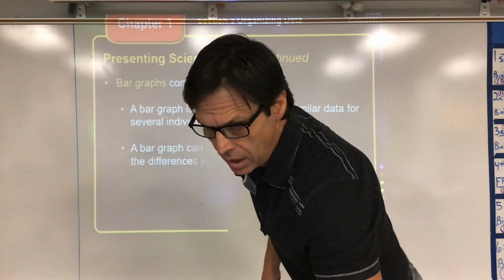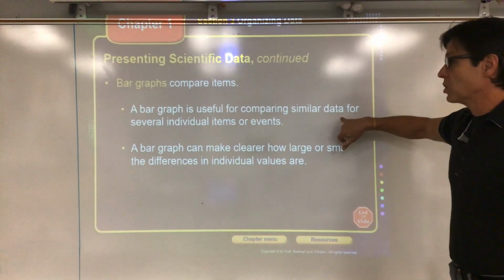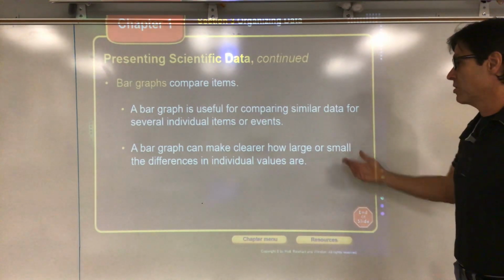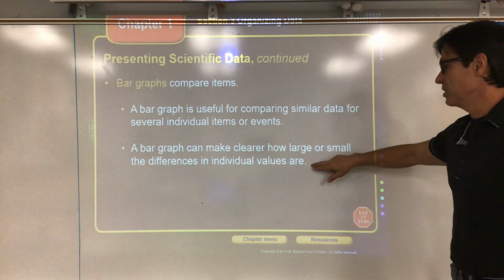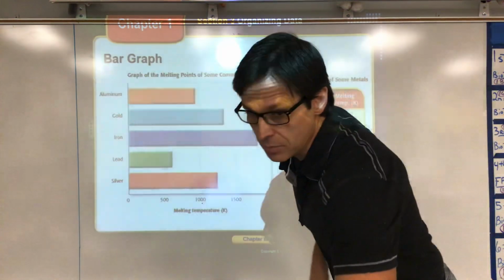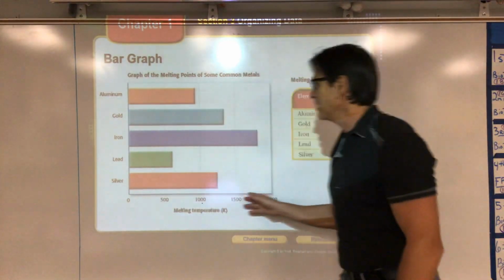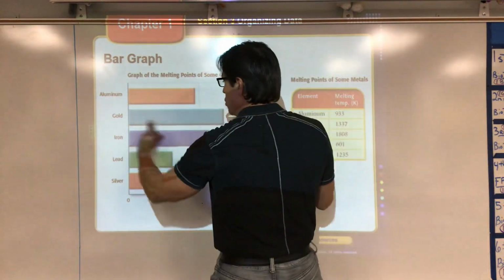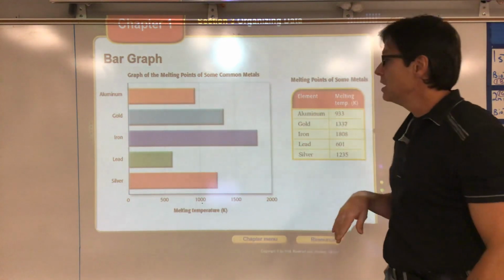Okay? Bar graphs are useful for comparing similar data for several individual items. A bar graph can make clear how large or how small the differences in individual values are as well. Okay? So depending on your scale, how you decide to break it down here, you can really skew or make this graph look pretty dramatic. So you have to be careful about a bar graph, all right?